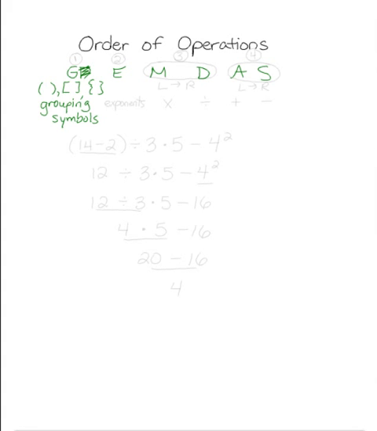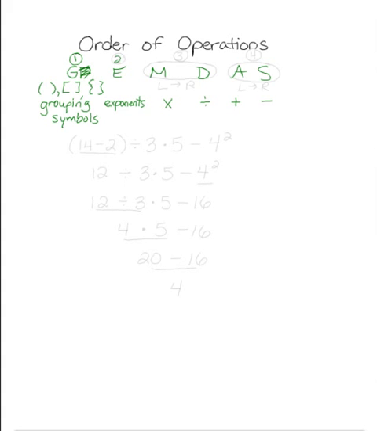The E represents exponents. M stands for multiplication, D for division, A is addition, and S is subtraction. In order of operations, there are only 4 steps. The first step is to do the grouping symbols. That's to do anything inside a grouping symbol.